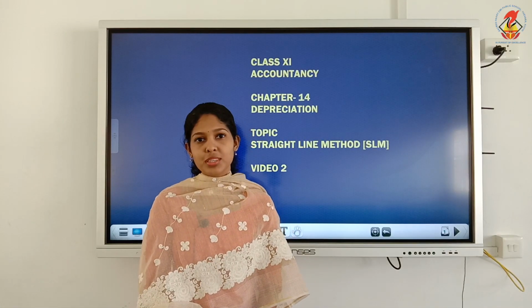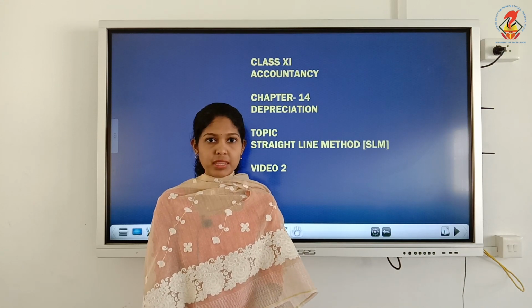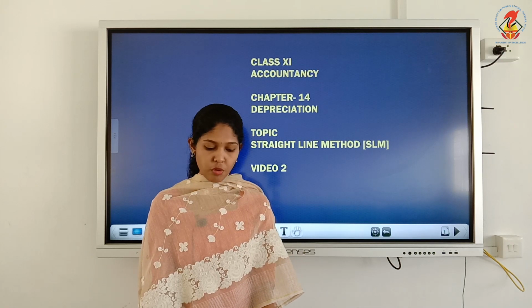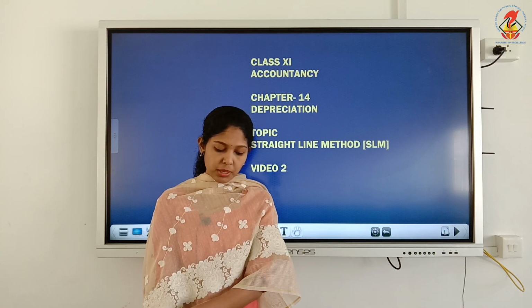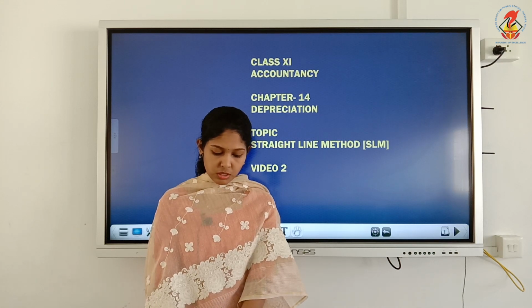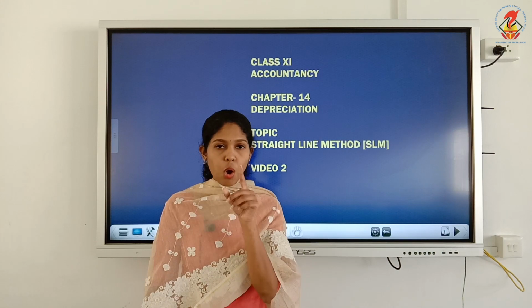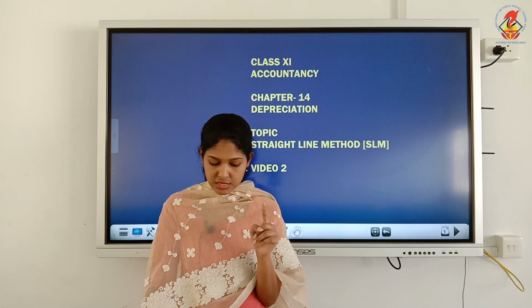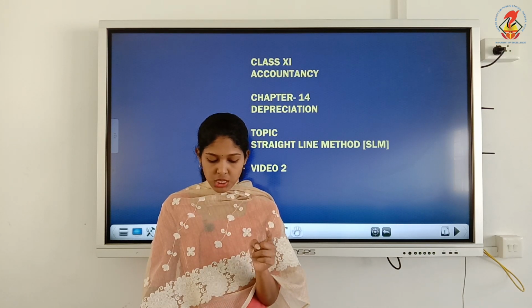We are continuing the same method, first method, straight line method. The next problem, that's on page 14.16, illustration number 5. Company purchased machinery 2 lakhs. The date is given on 1st April, that means beginning of the year itself. 2016 is the year. Depreciated at the rate of 10%.